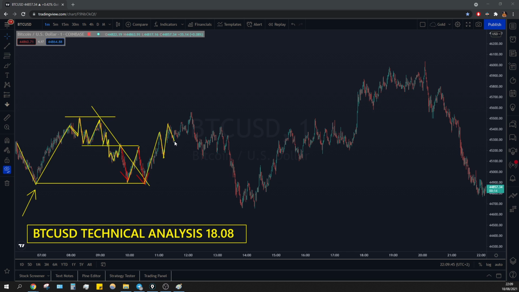You can see we are printing higher highs and higher lows, so that's why I will put them in green. Higher high, higher low, higher high, higher low, higher high. And then what happens?